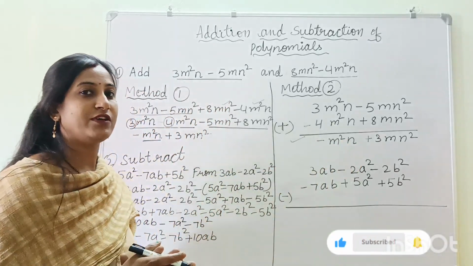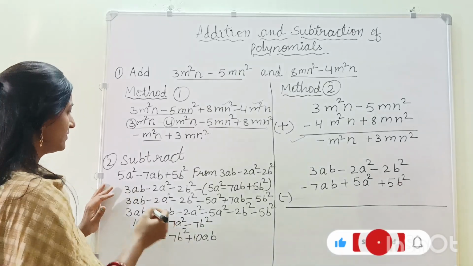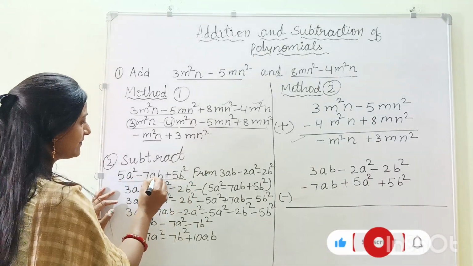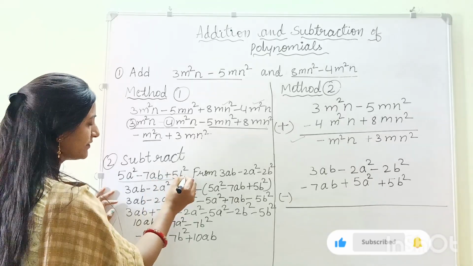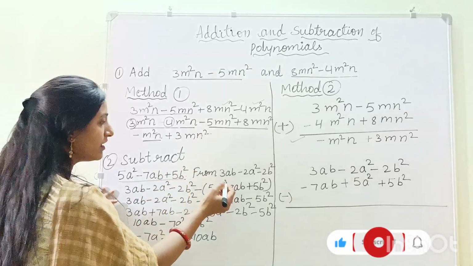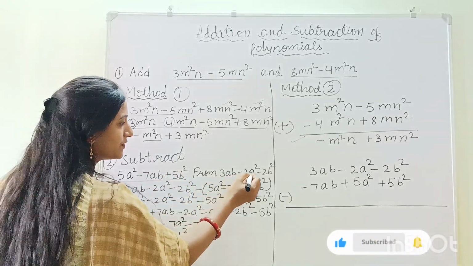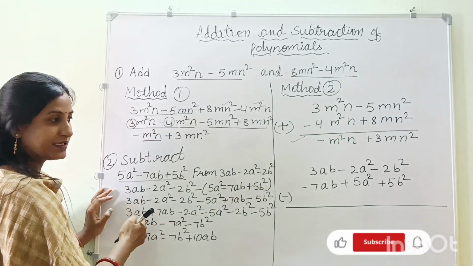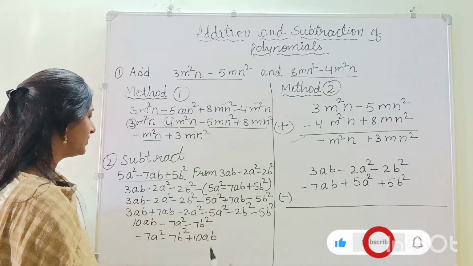Next we'll see subtraction. So we have two expressions: 5a square minus 7ab plus 5b square. We have to subtract this from 3ab minus 2a square minus 2b square. So method 1 we will solve first, then we'll go for method 2.